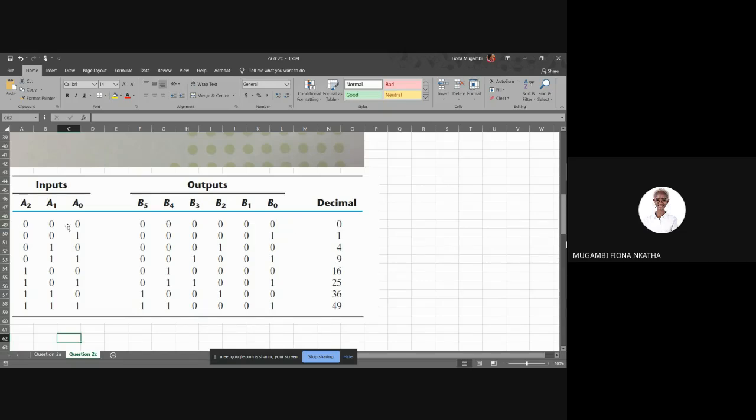So if this is 0, 0 squared is 0. 1 squared is 1. The B's here show the binary number of this decimal part. Remember, we need 6 output lines, so you're going to write B0, B1, B2, like that, right? Yes. Okay.